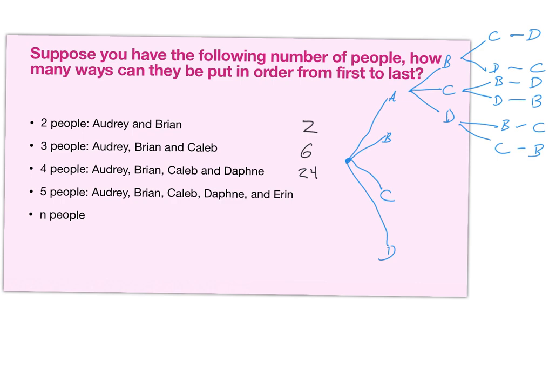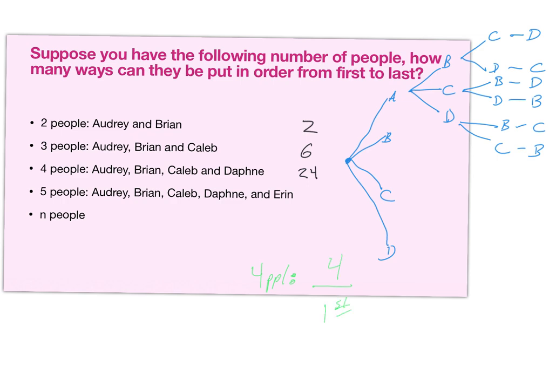Could also say, again, this is for the 4 people. How many things can be in first place? How many options do I have that could be in first place? You're starting out, you got 4 people. How many choices do I have for being in first place? 4. So that's first place.